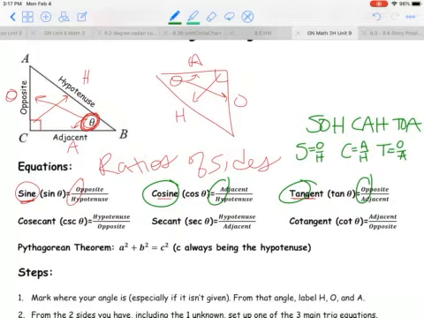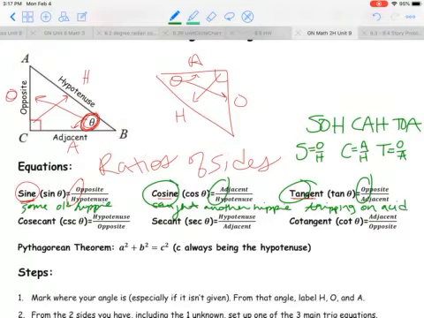The other funny phrase we have for this is: Some old hippie caught another hippie tripping on acid. So that's the SOHCAHTOA. Either one works, whichever one helps you more.